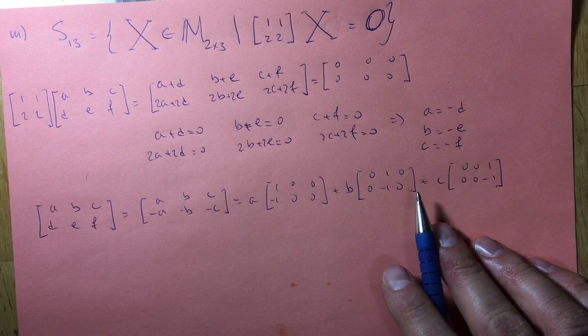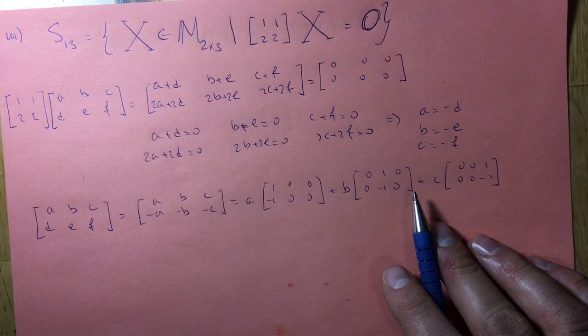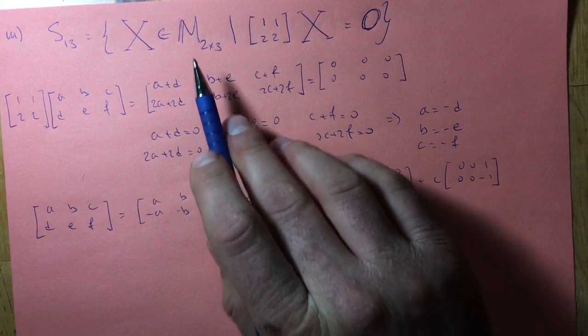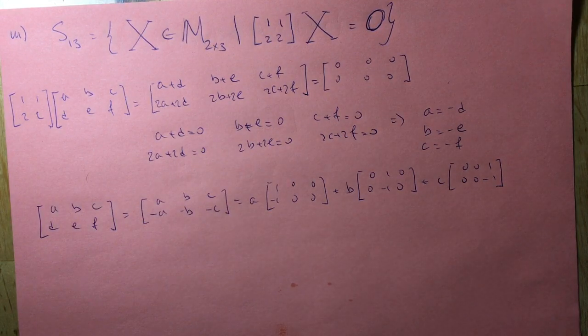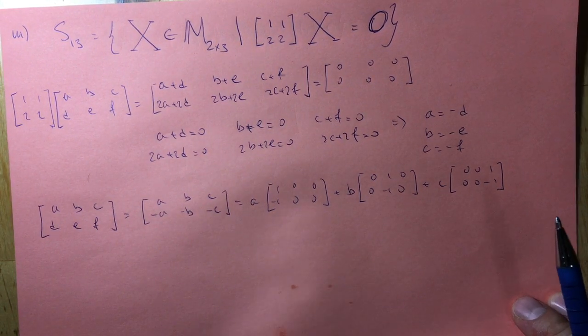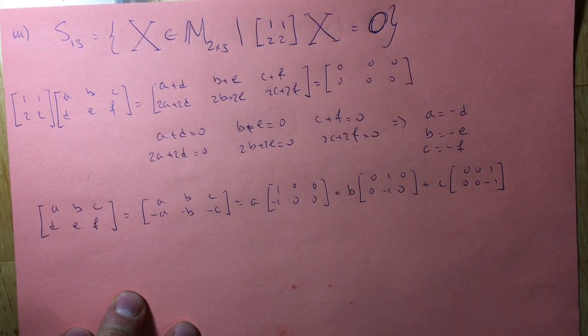Since S13 can be expressed as a span of vectors in M2 by 3, that makes S13 a subspace. And the basis is going to consist of these 3 terms, which means that its dimension is 3.